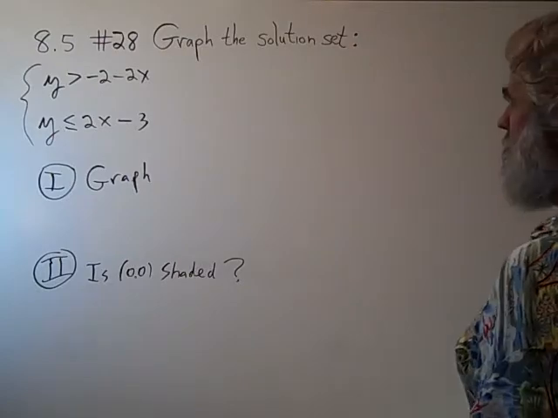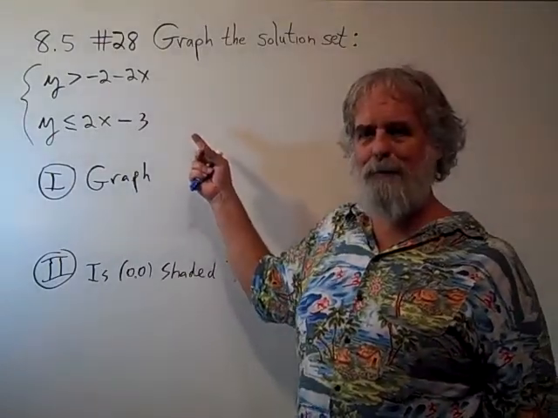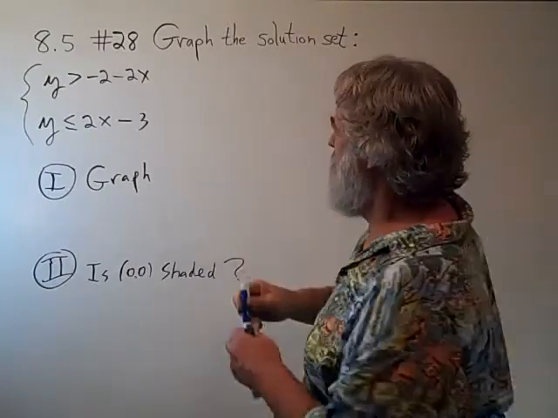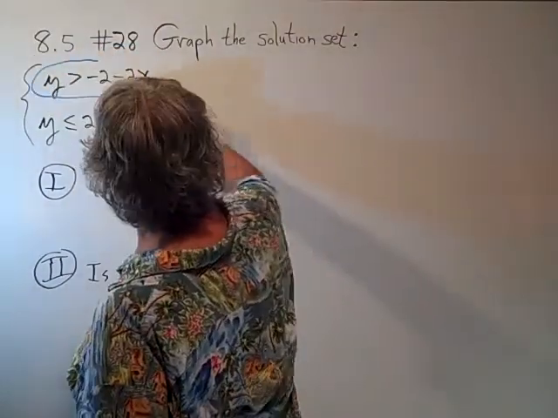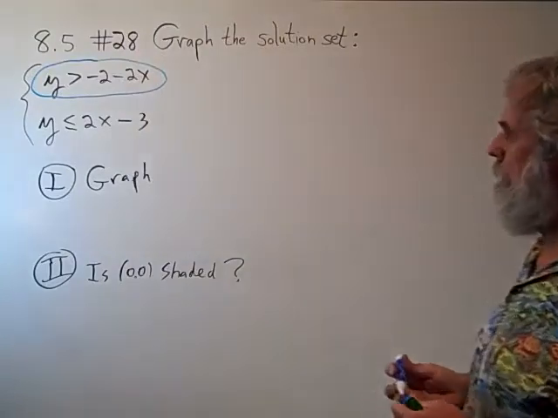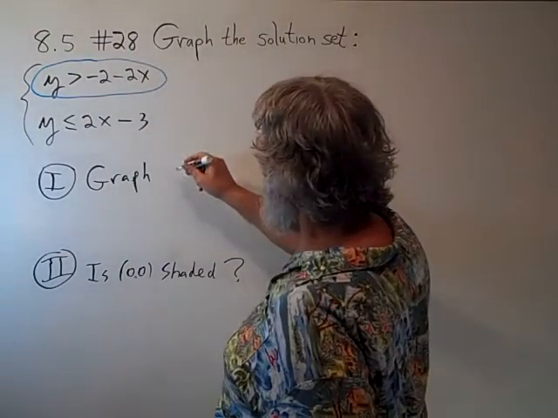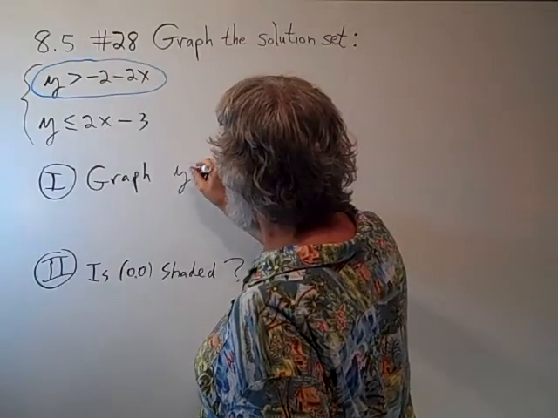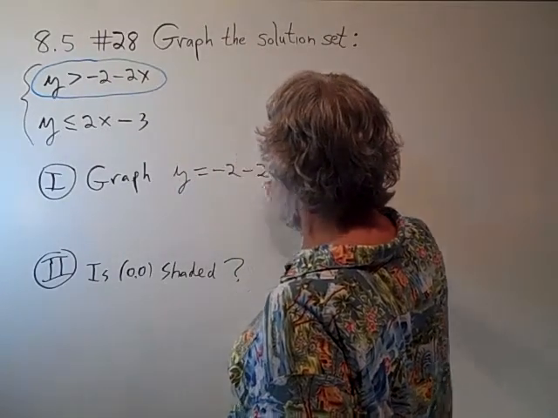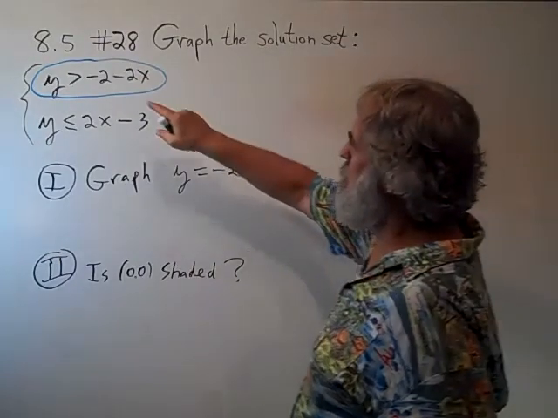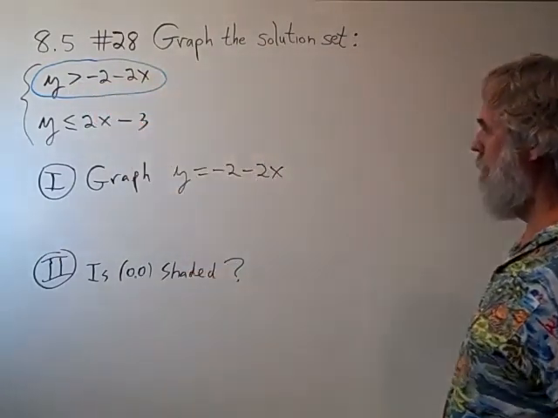To graph the solution set to this linear system involves graphing first each of the two linear inequalities of the system. So we start by graphing this linear inequality. And to start graphing that, we begin by graphing the bounding line y equals -2x. And this bounding line won't be part of our final solution because we don't have an equal sign here.